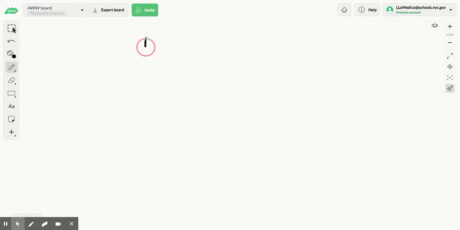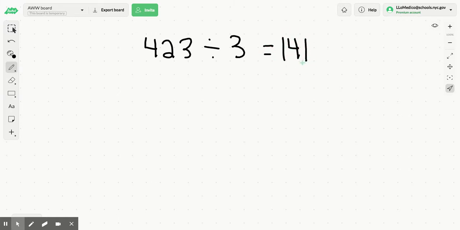We're going to use the example 423 divided by 3 equals 141. And if you look on page 279 in your workbooks, number 1 says draw a picture to explain why 423 divided by 3 equals 141.